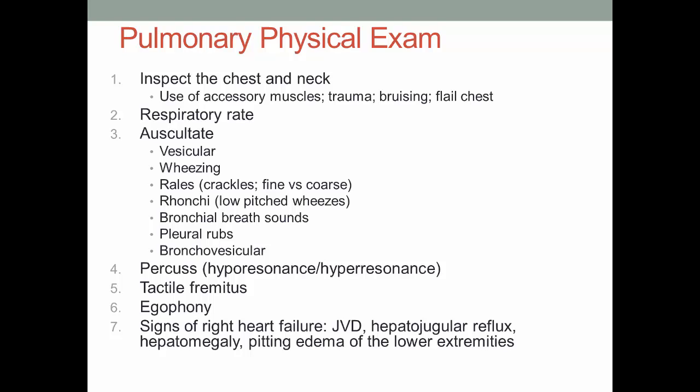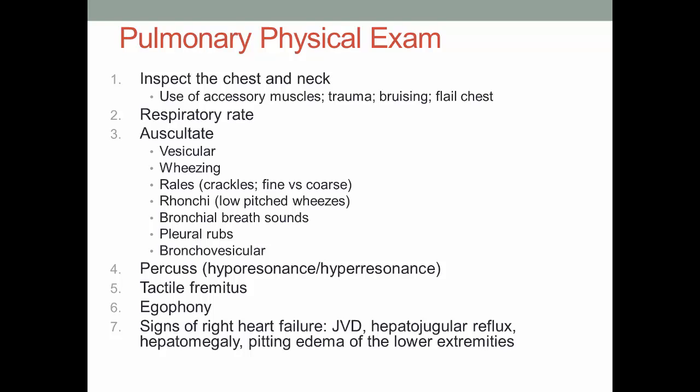You can listen to the lungs. There are a lot of different sounds that are kind of confusing. There's some great websites if you want to hear what these sound like. The big ones: vesicular is a normal breath sound. Wheezing you hear with asthma or some types of COPD. Rales just means crackles. Then there's rhonchi, which are low-pitched wheezes. You can have higher-pitched wheezing. Bronchial breath sounds, pleural rubs, and bronchovesicular. So if you want to go on YouTube or whatever website you can find what these sound like.